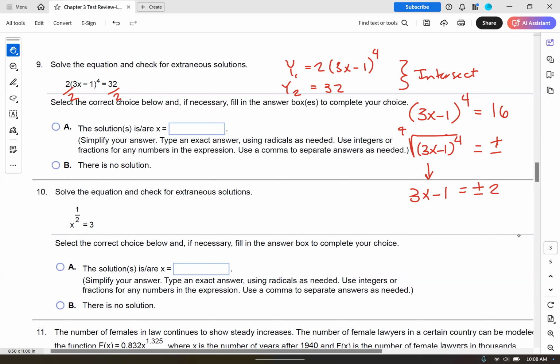Okay. That's all right. So then you just do what? So 3x minus 1 is either negative 2 or 3x minus 1 is positive 2. Add 1 to both sides. 3x is -1, divided by 3. So -1/3 is one solution, correct? What's the other? Add 1, 3x is 3, divide by 3. Is that 1?